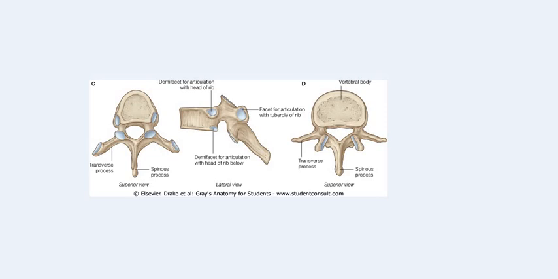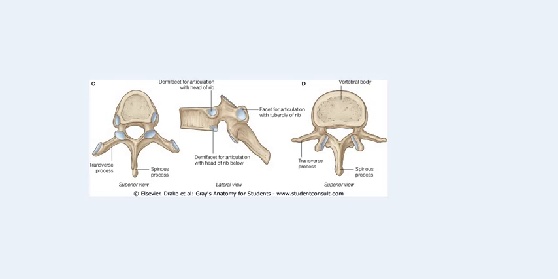Students, just like the cervical vertebrae, the thoracic vertebrae are also categorized into typical thoracic vertebrae and atypical thoracic vertebrae. The atypical thoracic vertebrae are the first, ninth, 10th, 11th and 12th thoracic vertebrae, and the rest of the thoracic vertebrae, that is second to ninth thoracic vertebrae, are typical thoracic vertebrae.